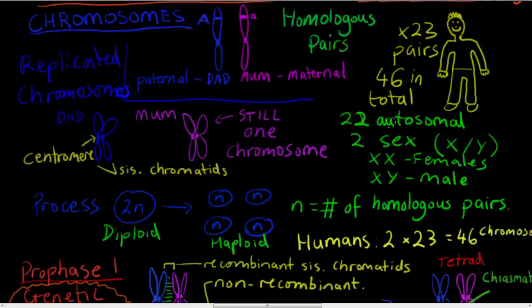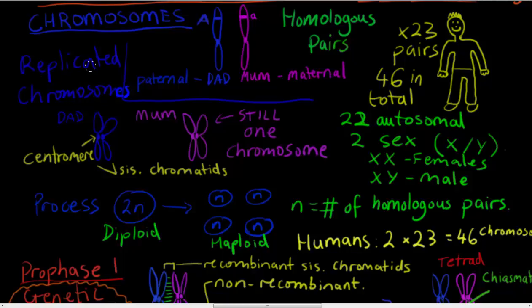We have 22 pairs of autosomal chromosomes, and then we have one pair of sex chromosomes, so we have 2 sex chromosomes. The autosomal ones just code for everything basically in our bodies and all its functions, but then the sex chromosomes determine our gender, and they have a few specific functions as well. And so females have an XX chromosome and males have an XY chromosome.